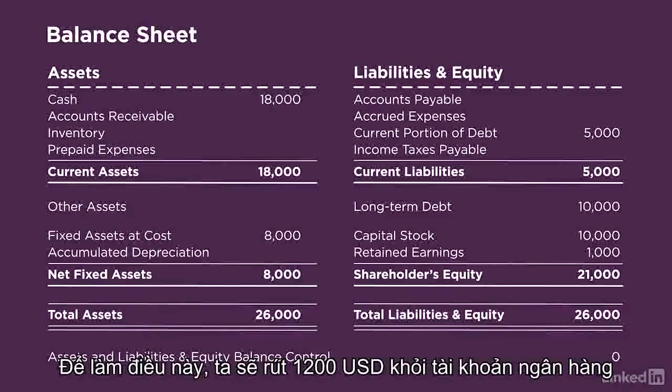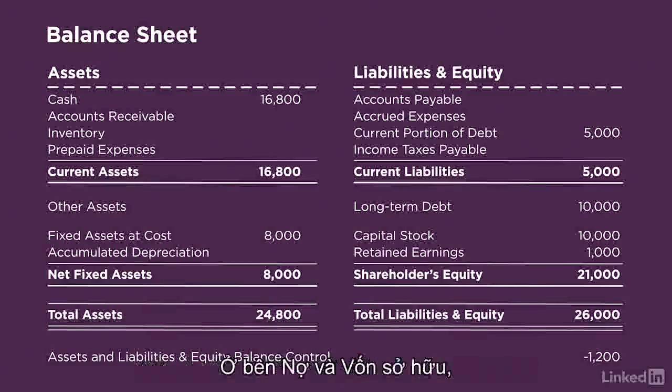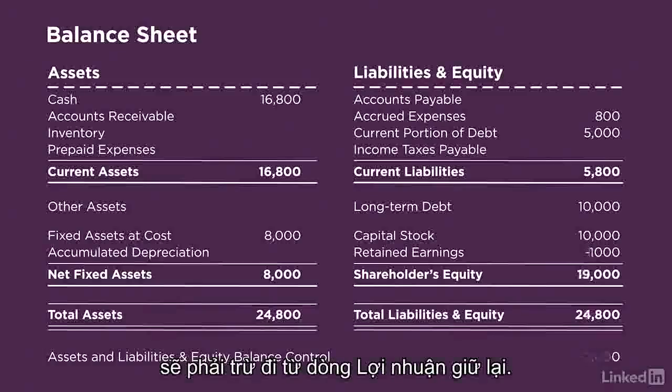To do so, we take out $1,200 from the bank account to pay the salary and reduce the cash category by that amount. On the liabilities and equity side, we increase the accrued expenses category by the $300 of employee contribution as well as the $500 of additional taxes to keep that tax money separate until the payment is made to the authorities. The salary and taxes that you paid will then have to come off the retained earnings category. The balance sheet is again in balance.